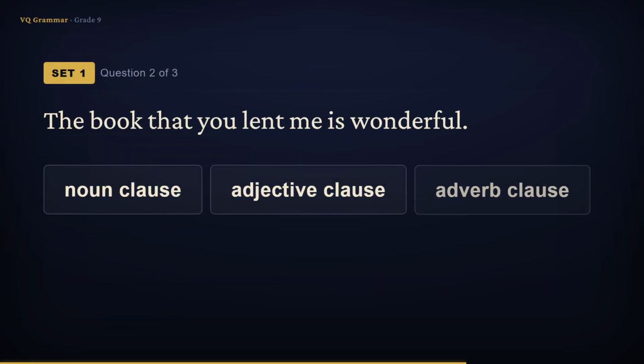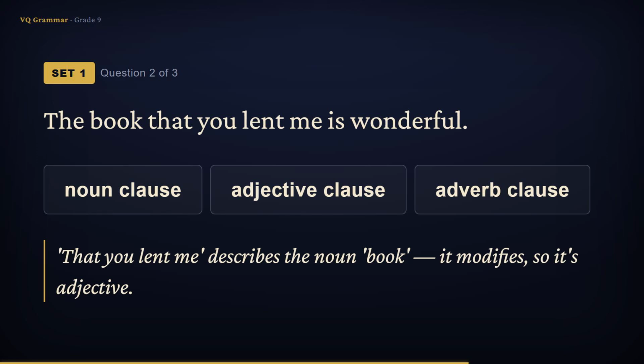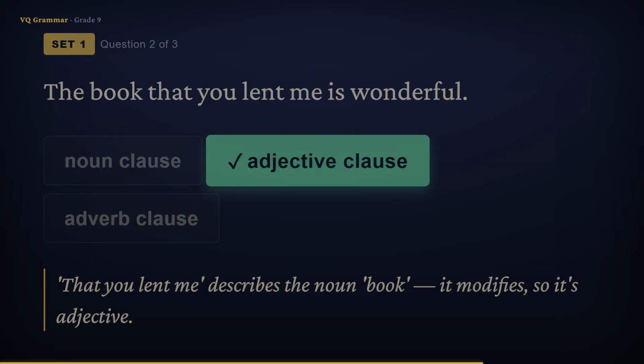The book that you lent me is wonderful. This time the clause, that you lent me, doesn't fill a slot. It describes the noun book, telling us which book. Because it modifies a noun, this is an adjective clause.